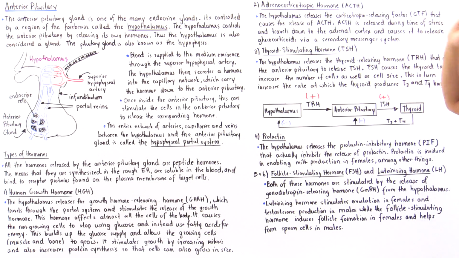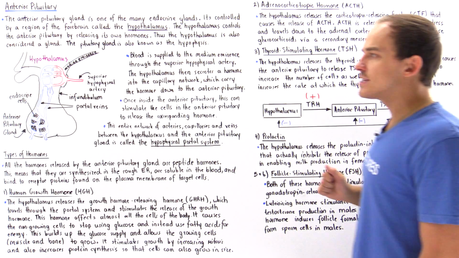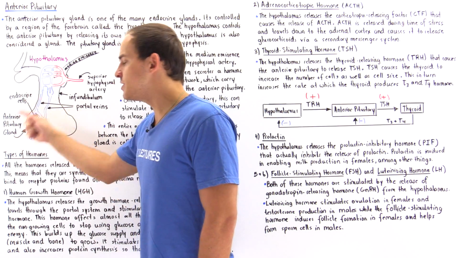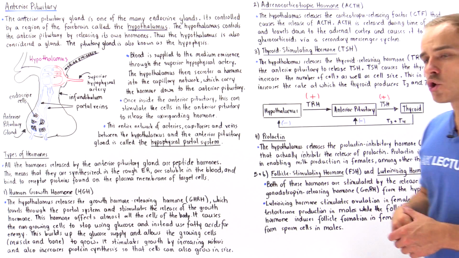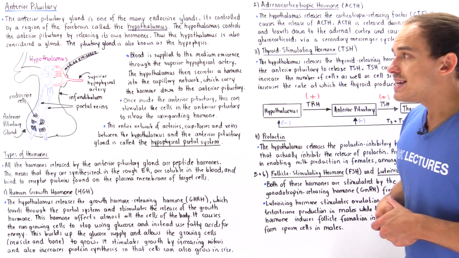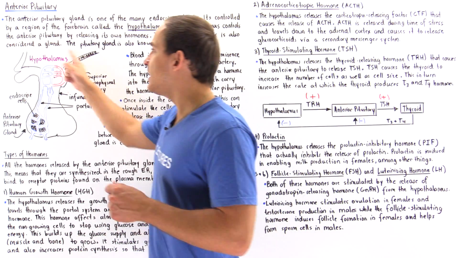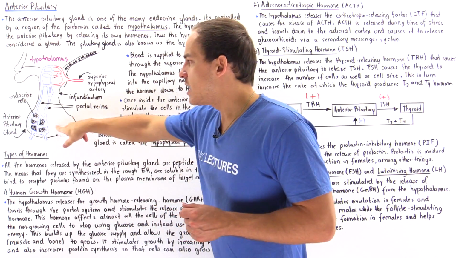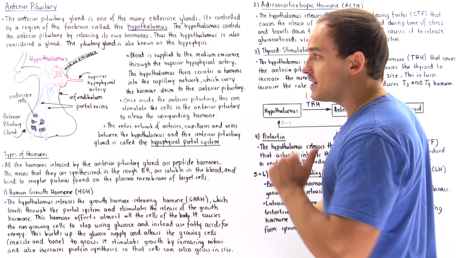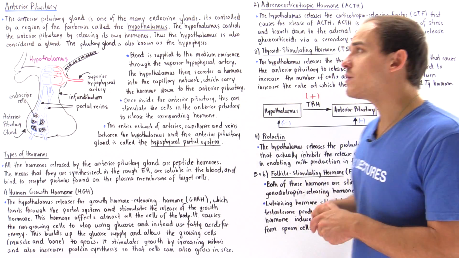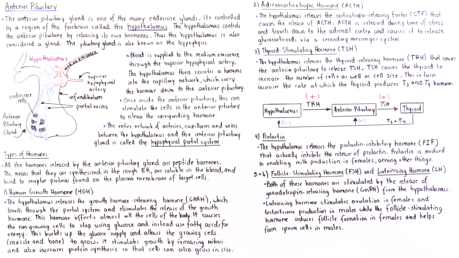Now let's move on to the second type of hormone that is released by the anterior pituitary gland, known as our adrenocorticotropic hormone, or ACTH. Now, the hormone that is released by the hypothalamus that stimulates the release of ACTH from the anterior pituitary gland is known as the corticotropin releasing factor, or CTF.